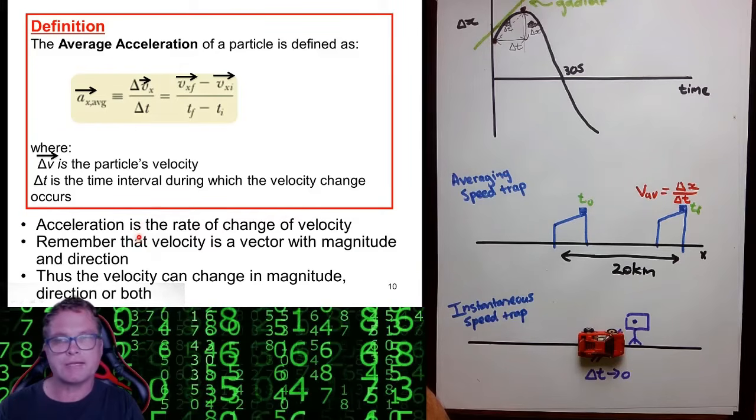So note that acceleration is the rate of change of velocity. Remember that velocity is a vector with both magnitude and direction. So velocity is a vector. Vectors have magnitude and direction. So if we're speaking about velocity changing, it can change either in its magnitude, or it can change in its direction, or both the magnitude and direction can change.